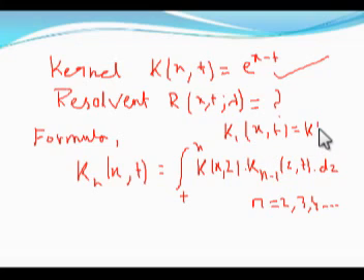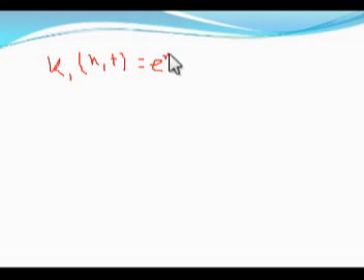In this way we have to find all these kernels, and then we will use the formula of the resolvent. I will give you later what the formula of the resolvent is. So we have to find all the successive kernels first. Remember that our exponential function is e to the power x minus t. So first, kernel K1(x,t) will be the given kernel e to the power x minus t.